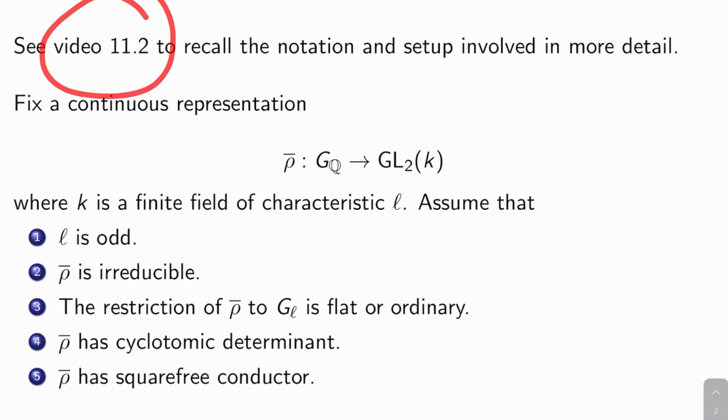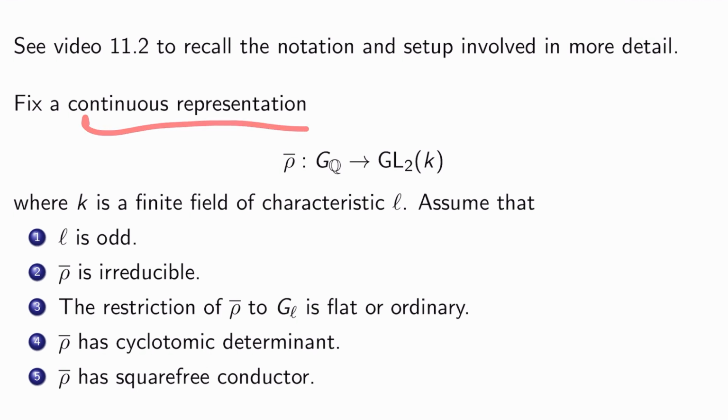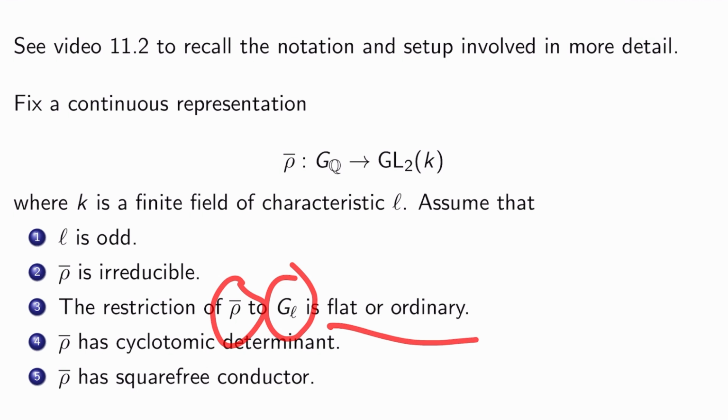See video 11.2 to recall any notation and setup involved here that I don't cover in more detail. So the setup is we'll fix a continuous representation, rho bar, from the Galois group of Q to GL2 of K, where K is some finite field of characteristic some prime L. We'll assume that L is odd, that rho bar is irreducible, that the restriction of rho bar to the Galois group at L is flat or ordinary, that rho bar has cyclotomic determinant, and that rho bar has square-free conductor.